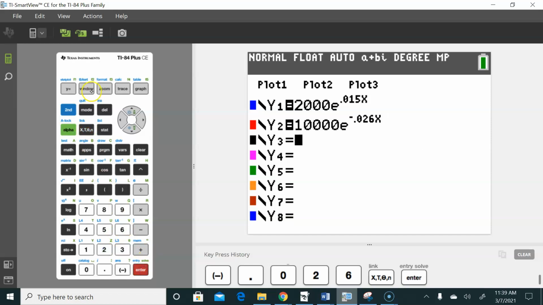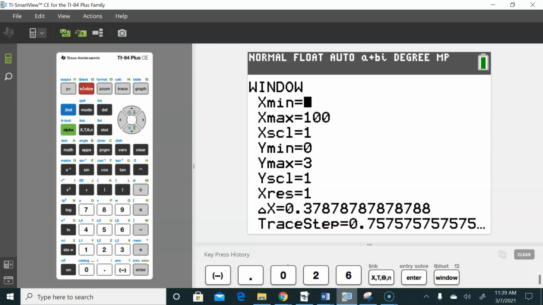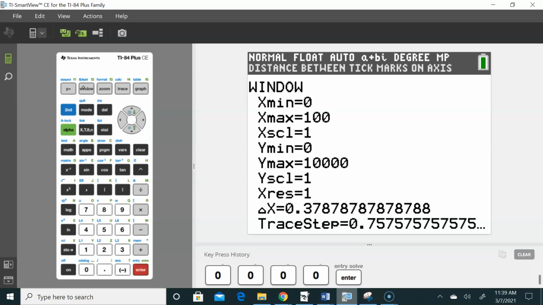And now I should pick a good window. What would be a good window for this? Remember, X stands for year, so this would be 0 to 100 years. Maybe that's a good thing. I'm going to keep it. Now, my Y max of 3 is not going to work. I know that's not even close. I know the one starts at 2,000 and goes up, the other one starts at 10,000 and goes down. I'm going to make it 10,000. I might as well see both exponentials. If 10,000 is too high, I can adjust it later.